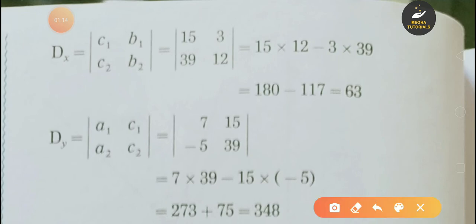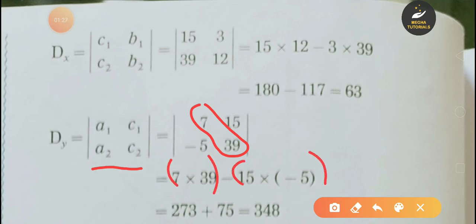Then Dy is equal to the determinant with rows a1 a2 and c1 c2. Put the values: 7, minus 5, 15, 39. So first start with 7 into 39 in one bracket, minus 15 into minus 5. Minus minus will be plus. So 273 plus 75, which is 348.